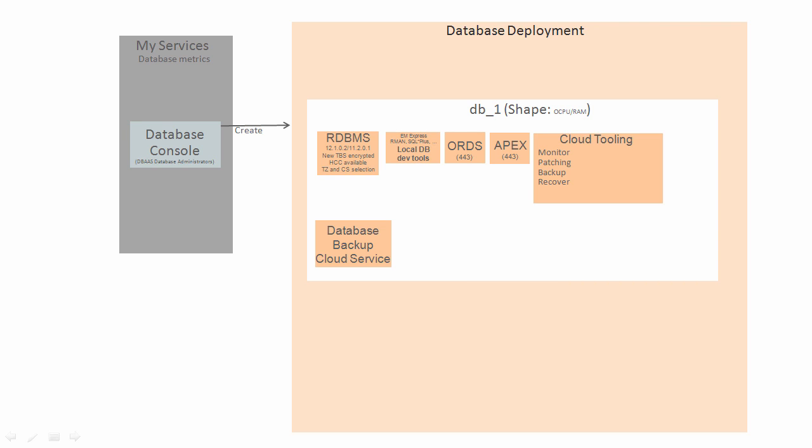Something you will not find on your on-premises installations are the cloud tooling for easier patching, backup, recovery, and monitoring of your Oracle database. If you want, you can back up your database to the cloud using the DBaaS Backup Cloud Service.